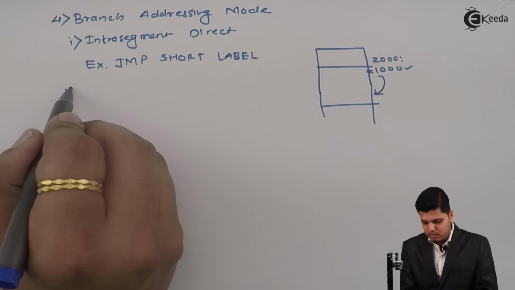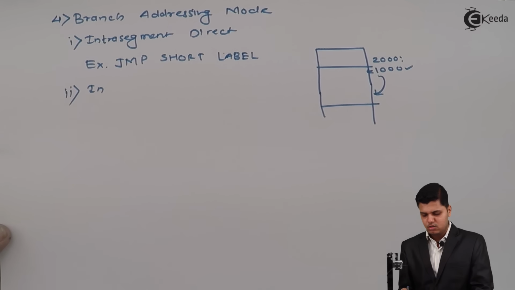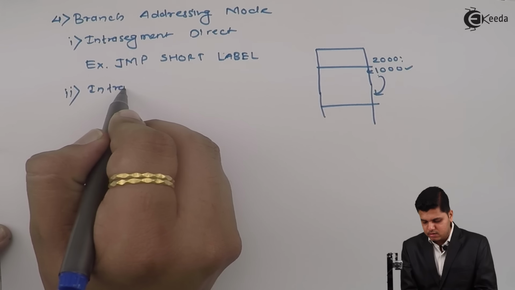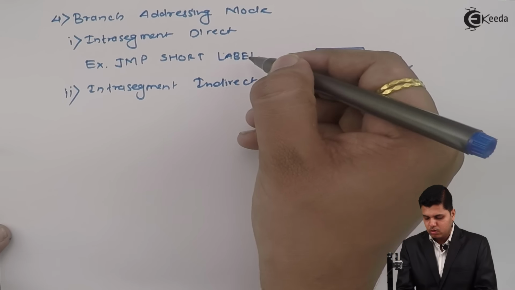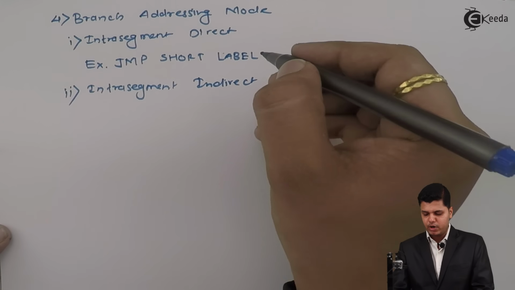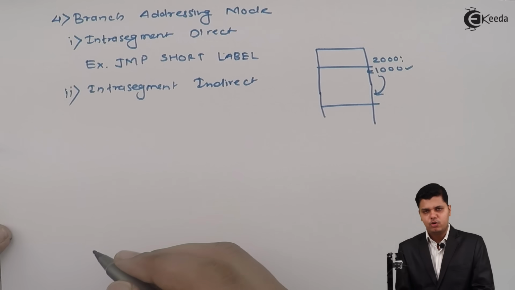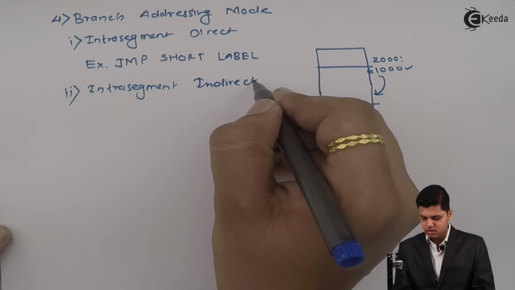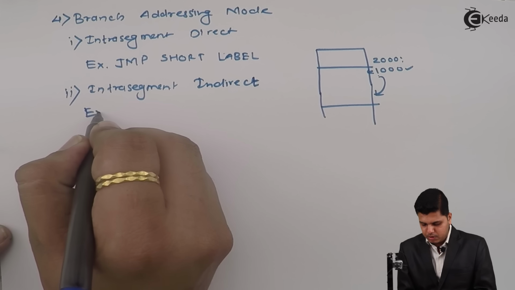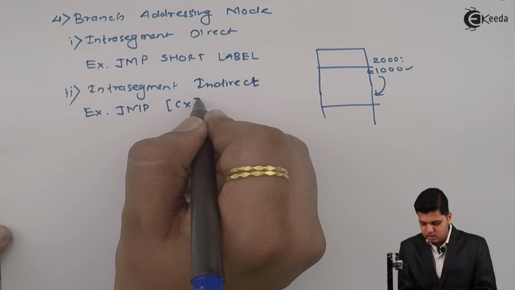Now in the segment itself we can use any other register for providing the address. So that comes under the intra-segment indirect. Now in this JMP short label we provided the label or address itself in the instruction. If we don't want to provide that address directly, we can provide it using some other register. For that purpose, we can write the instruction as JMP [CX].